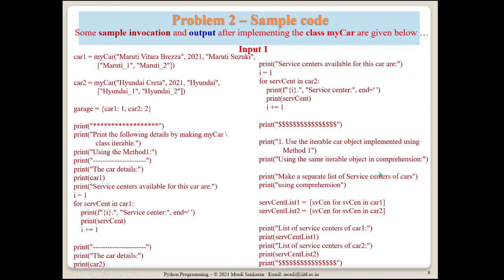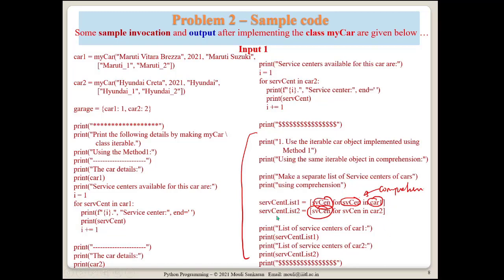So this is the actual, complete code. What I am doing is printing the service center here, then calling the car details, then printing the service center here, and then again printing the service center here using the comprehension. Here I am using the comprehension method on the iterator object, svcenter for svcenter from car1, and whatever service center I got, I am printing it here. So I'm creating the list of service centers for both the cars.